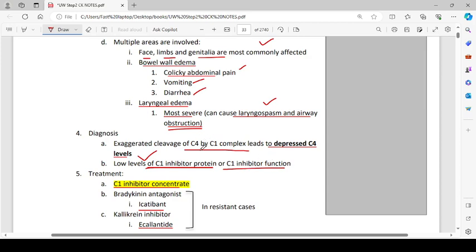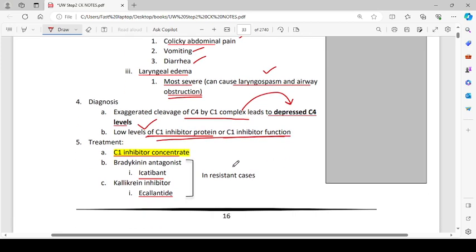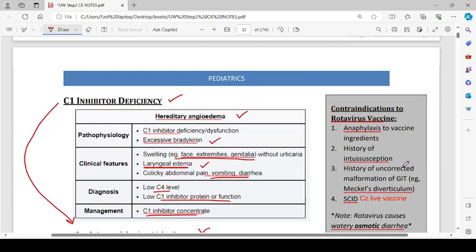Since too much C4 is being cleaved, that will lead to decreased C4 levels, and the C1 inhibitor protein itself will be deficient. Treatment is C1 inhibitor concentrate. Bradykinin antagonists like icatibant can be given, and kallikrein inhibitors like ecallantide can also be administered in the resistant cases. Icatibant is the bradykinin antagonist and ecallantide is a kallikrein inhibitor. They can be given in the resistant cases.